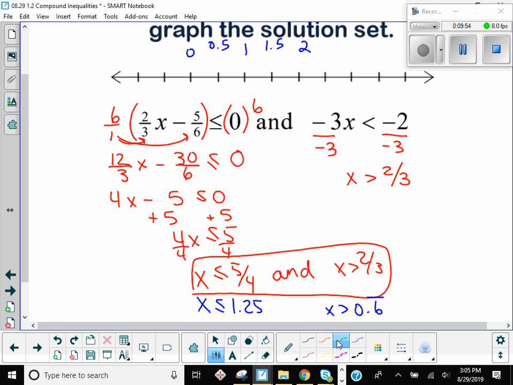So for this first one, x less than or equal to 1.25, that's going to get a straight bracket because of the equal bar. And it's going to be everything to the left of 1.25. So that is here, halfway between 1 and 1.5. So that's x less than or equal to 5/4 right there. And then x greater than 0.6. So that's a little bit bigger than 0.5. So here's my 0.5. I'm just going to go a little bit to the right with a parenthesis and go out that way.